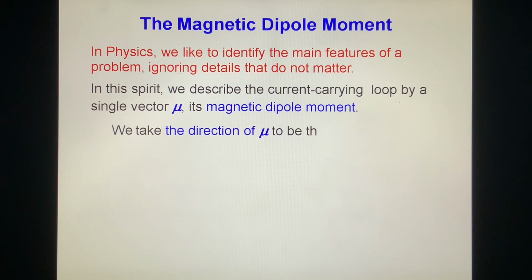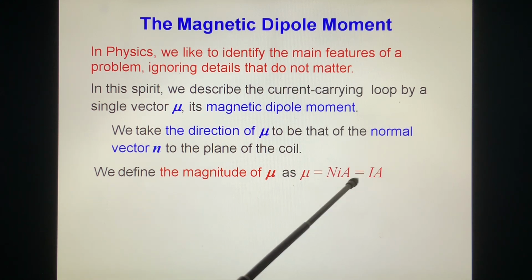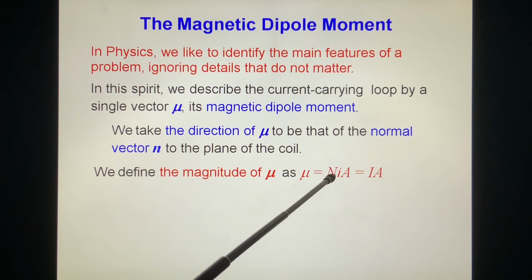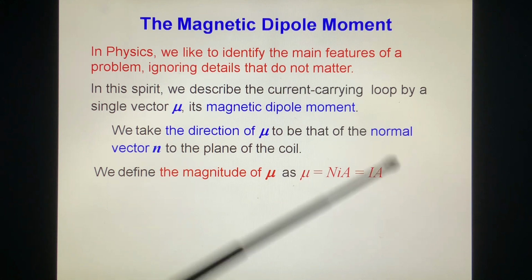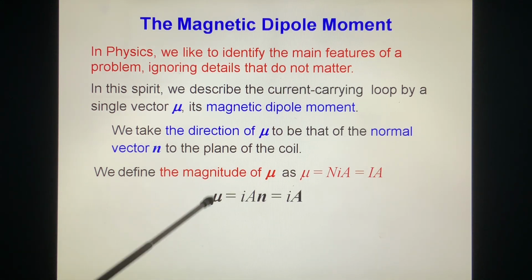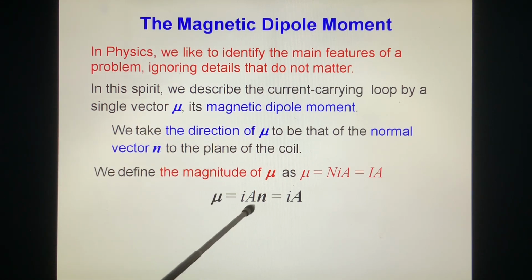We take the direction of mu to be that of the normal vector n to the plane of the coil. We define the magnitude of mu as mu equals NIA. N is the turn number. I is the current in one turn. So NI, put together, is the total current, times A. That is the magnitude, and the direction is the direction of A. So we write mu, the magnetic dipole moment of a current carrying loop, is NIA.